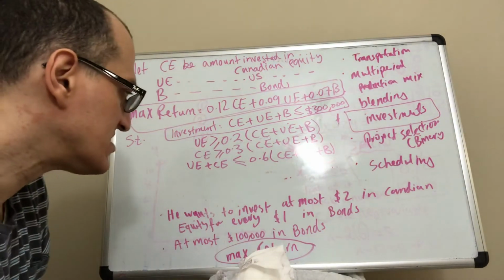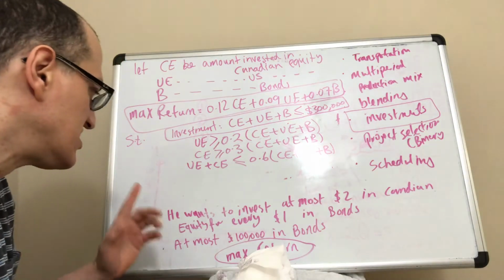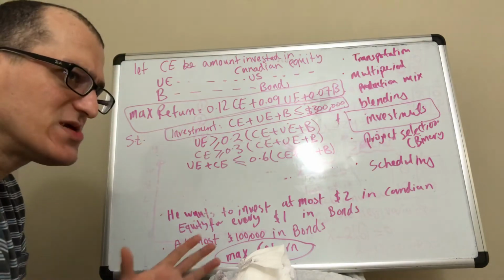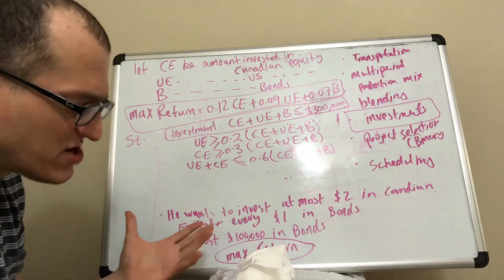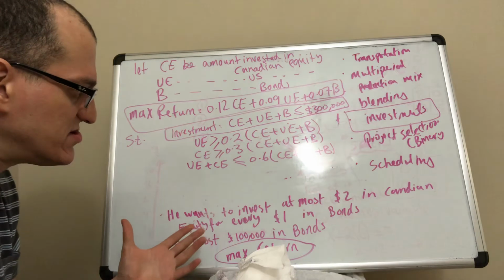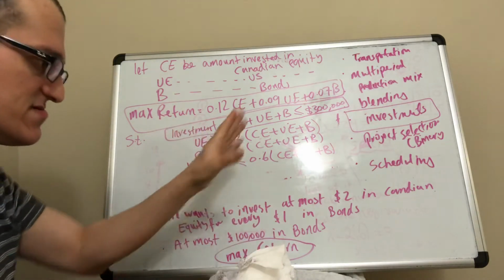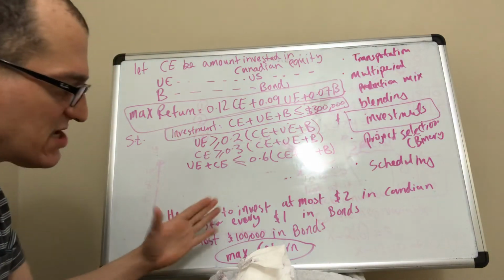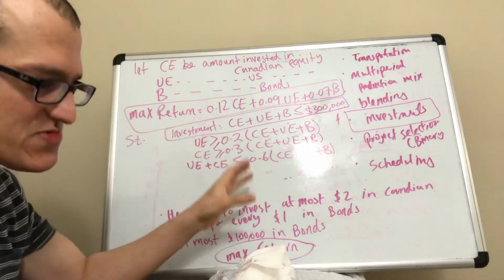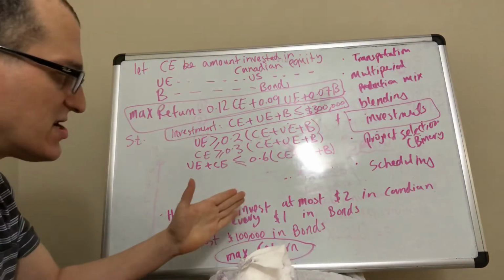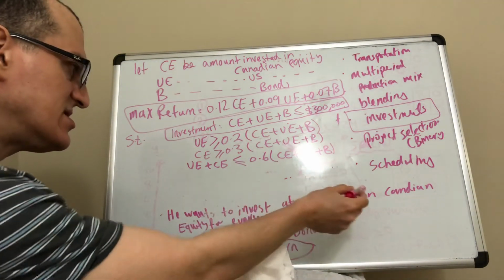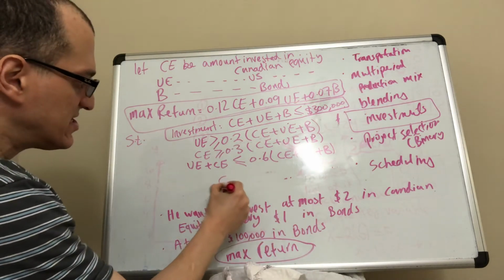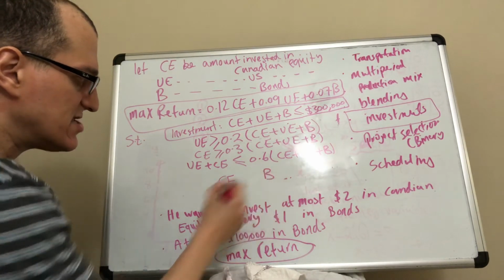He wants to invest at most $2 in Canadian equity for every $1 in bonds. Now, you will see this statement probably in the investment when they tell you you're going to do this for every this for every this. We call this the reverse statement. So anytime they tell you you're going to do this for every this, you start the same order. So they tell you Canadian, and then they say bonds.